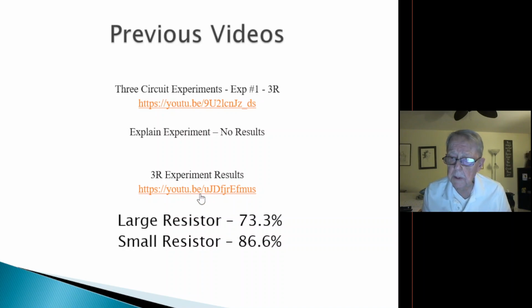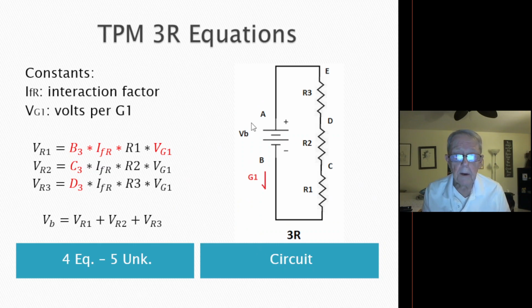The circuit was a battery and 3 resistors: a large resistor, a medium resistor, and a small resistor. I was comparing the voltage drop across these resistors when they were in different positions. Here's a typical picture of one, in fact from one of the videos. A battery at generally 9 volts, with G1's flowing through.